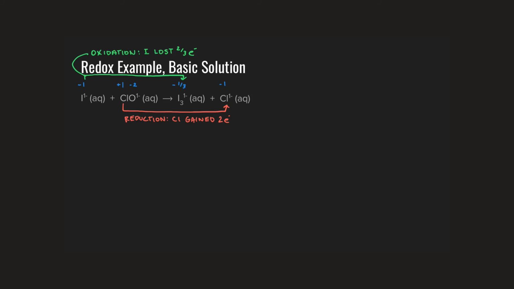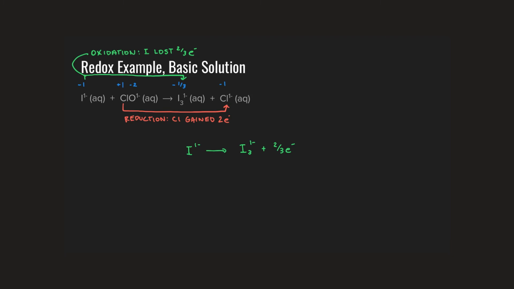Let's now go ahead and split into half reactions. Starting off with the iodine, for my oxidation step, I1 negative on the reactant side. On the product side, the triiodide, I3 1 negative. And we're going to go ahead and say that we lost there 2/3 of an electron. And again, we're going to put that on our product side. So we've got our oxidation half step written.